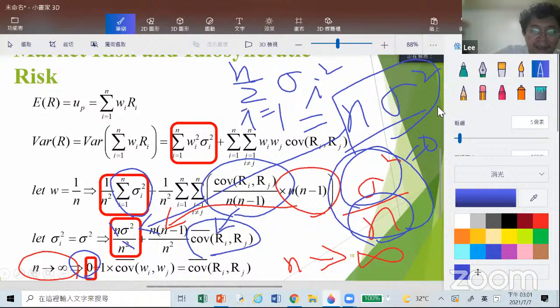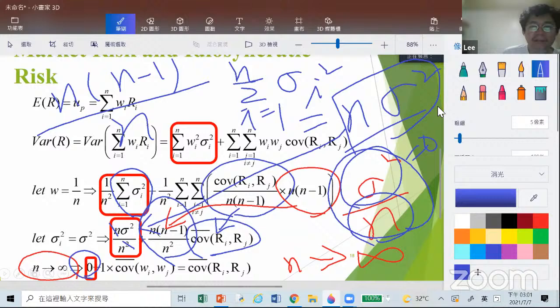And here, this one, n times n minus one divided by n squared. Sorry, this is squared. When n approaches infinity, this one will go to one. So finally, we can get that the variance, the risk, will be the mean covariance.